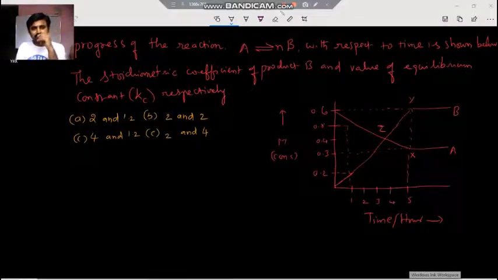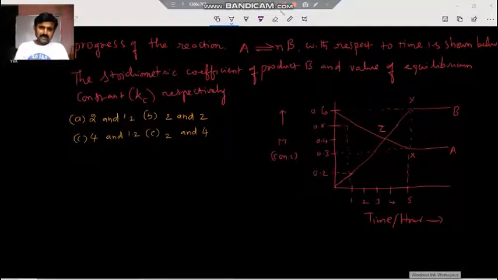Let us see the next question. Progress of the reaction A ⇌ nB with respect to time is shown below. This is the graph. The stoichiometric coefficient of product B and the value of equilibrium constant Kc, respectively. So we have to find two things. One is the coefficient of B, the n value. Another one is the equilibrium constant Kc.